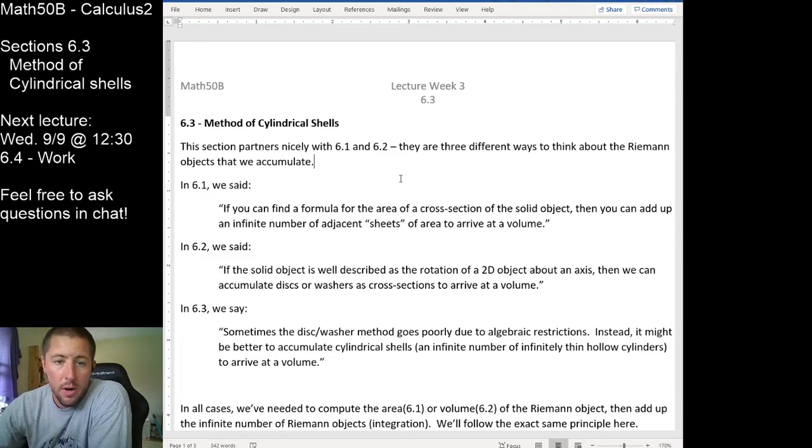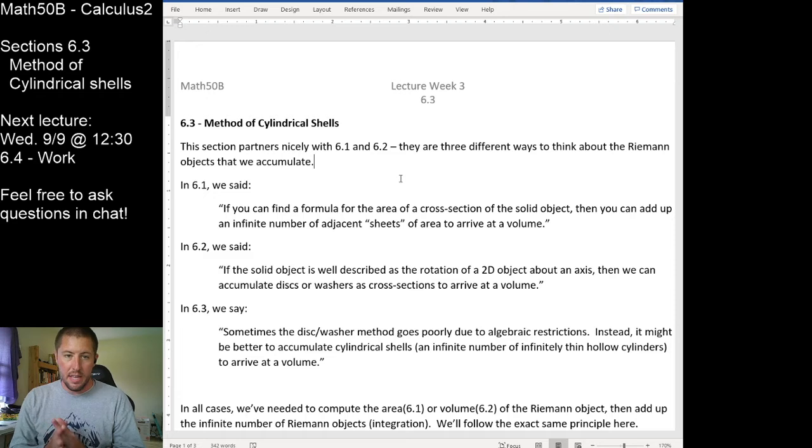In 6.3 now, we're going to say sometimes the disk and washer method goes really poorly. Sometimes you reach a point where even if you could do the calculus, you can't actually do the algebra. One of the things that we've seen is that we do a lot of bouncing back and forth between solving for x and solving for y in 6.2 when we do our disk and washer method. And sometimes that results in things getting tough for us.